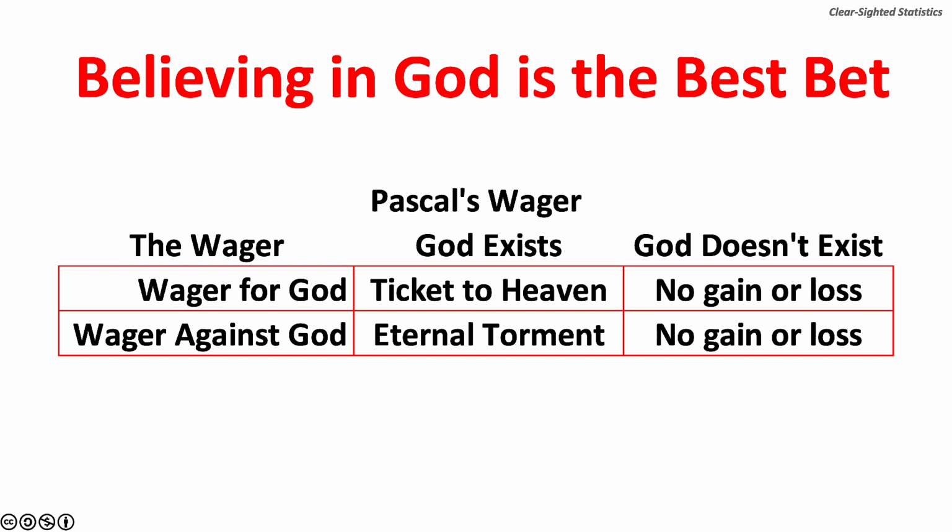If you wager for God and God exists, you will go to heaven and spend eternity in paradise. But if you wager against God, you'll be doomed to eternal torment in hell. Of course, there is a chance that God does not exist. In such an event, there is no gain or loss for either bet. Given the high stakes, Pascal argues that betting on God is the only bet that makes sense. Pascal also argued that those who believe in God have better lives.